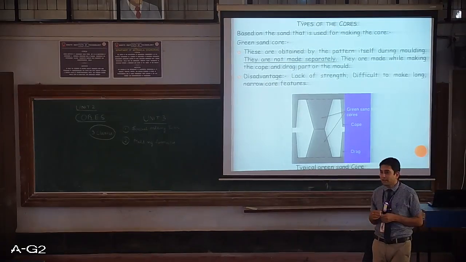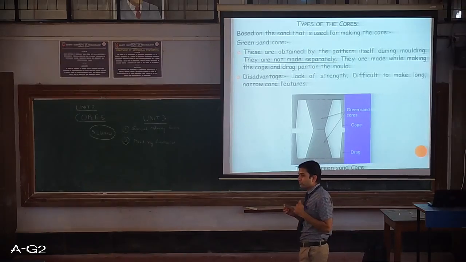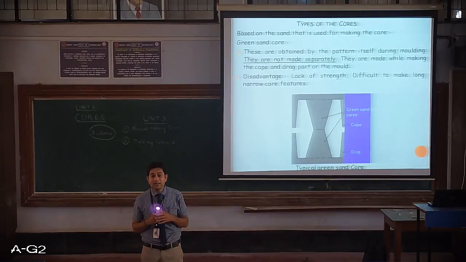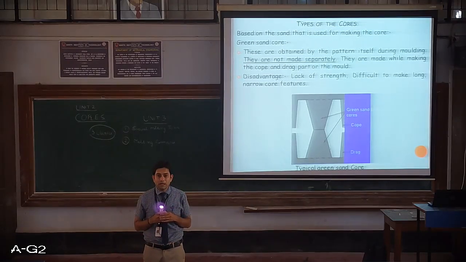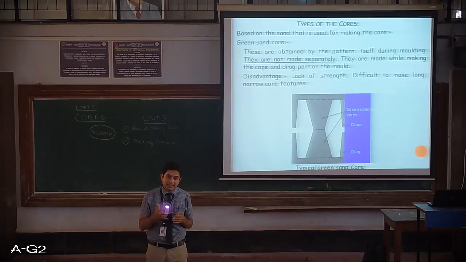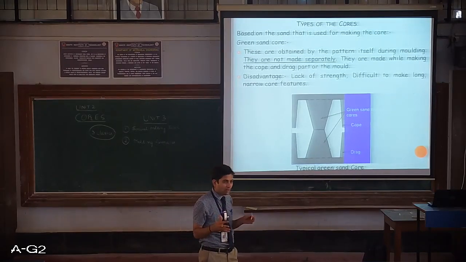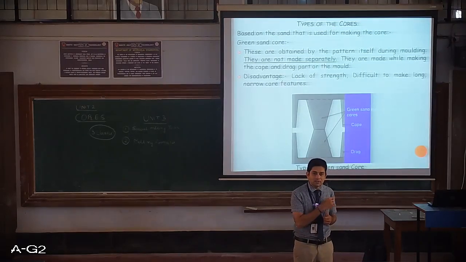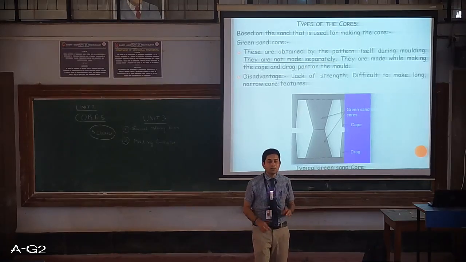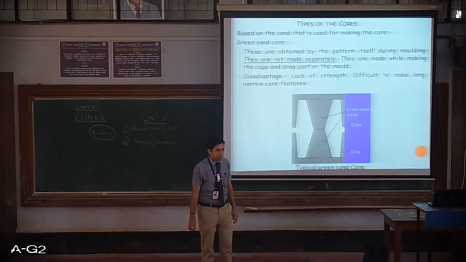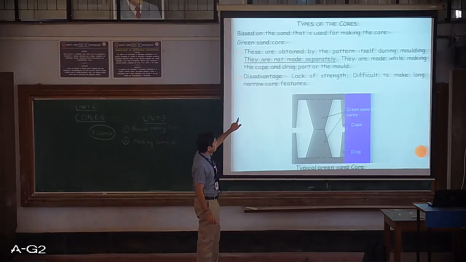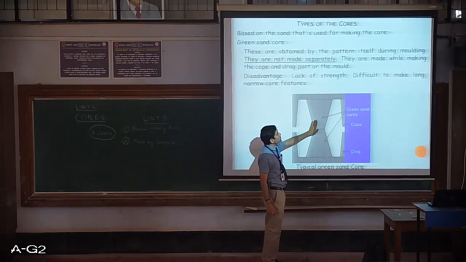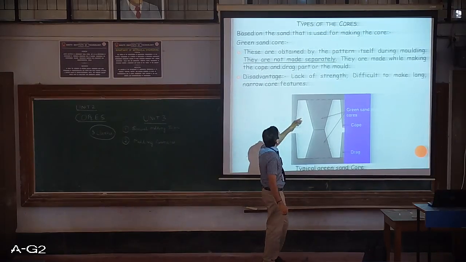It is expected that at that time, the core should withstand that amount of pressure and its strength should be very high. That is called the dry strength of that sand. If you use the same green sand which is used in the normal mold cavity to make the core, then the strength of the core will be very much less. For that reason, using green sand core is disadvantageous, because there will be a lack of strength. This will show a lack of strength, and it is difficult to make long and narrow core features.